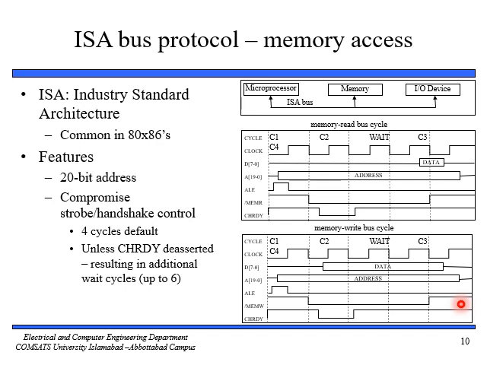We have cycle, we have clock, we have data, we have address, we have memory read write, and then we have channel ready. These are the standard configuration of ISA. So let's move on to the next slide.